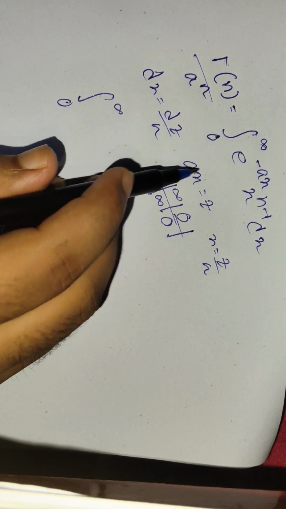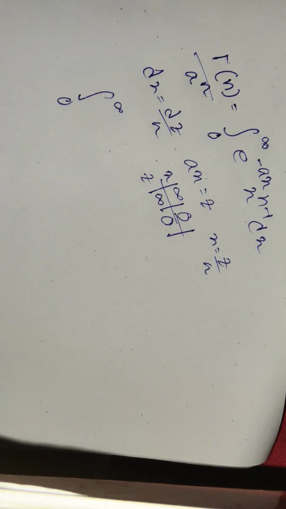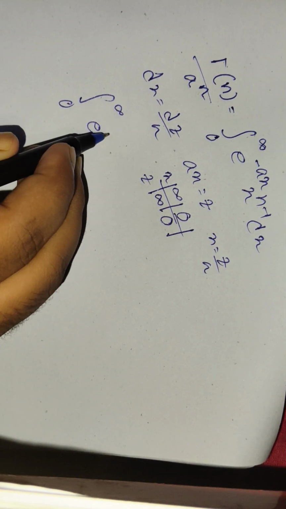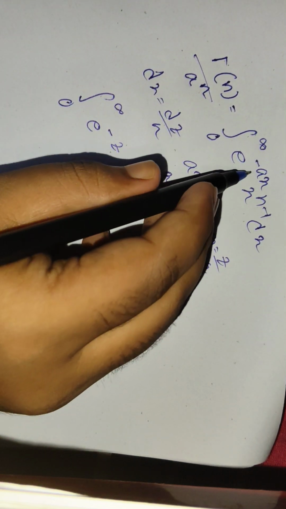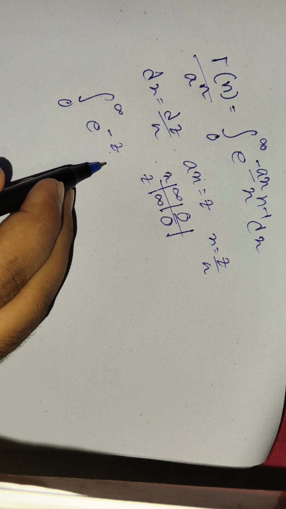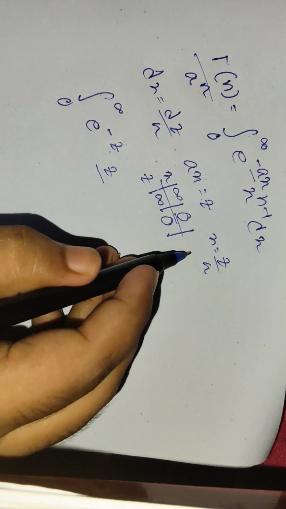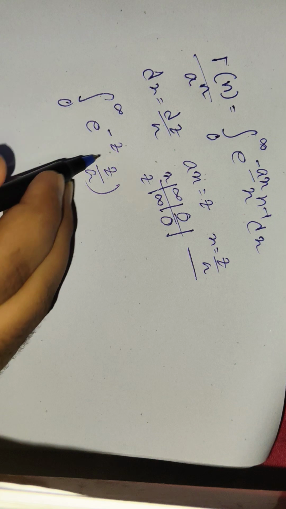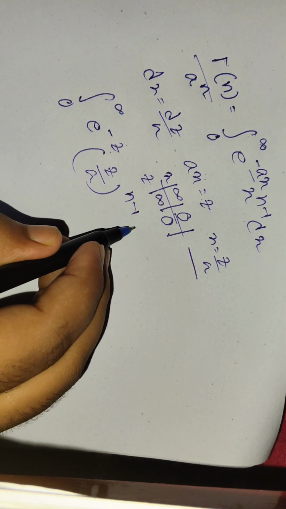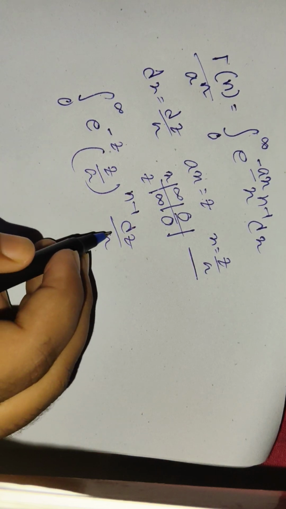So we are replacing e to the power minus ax with e to the power minus z, because we are replacing ax with z. This is z by a, because we are replacing x like that, and dx is equal to dz by a.